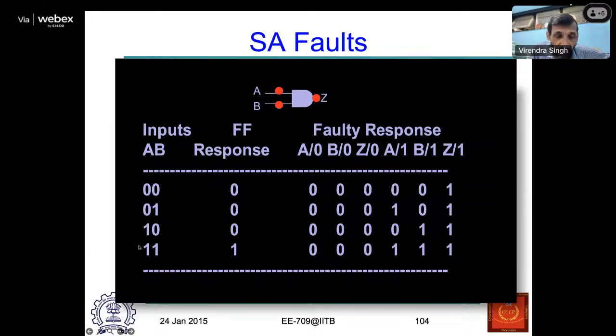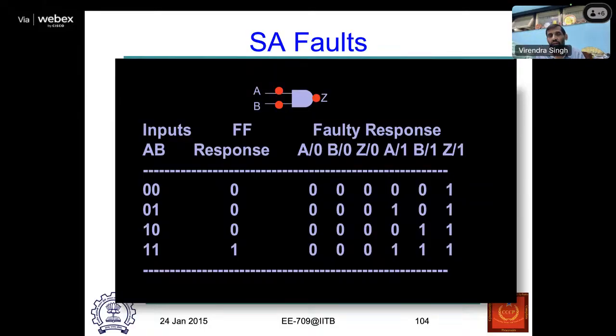However, if I apply 0 1, it can detect these two faults, A1 and Z1. If I apply 1 1, it can detect these three faults, A1, B1 and Z1. That means A stuck at 1, B stuck at 1, or Z stuck at 1.